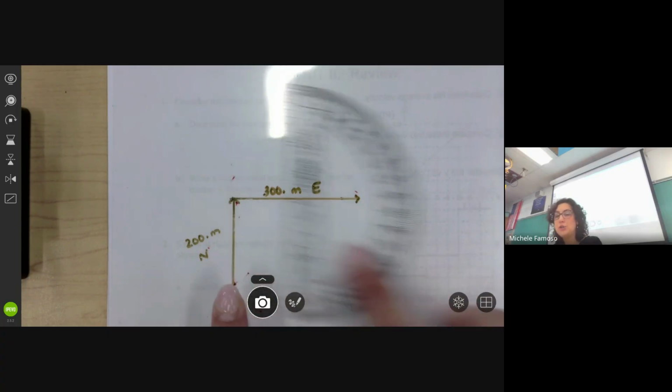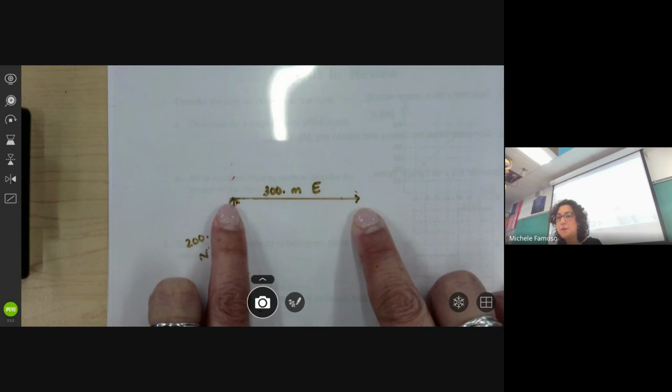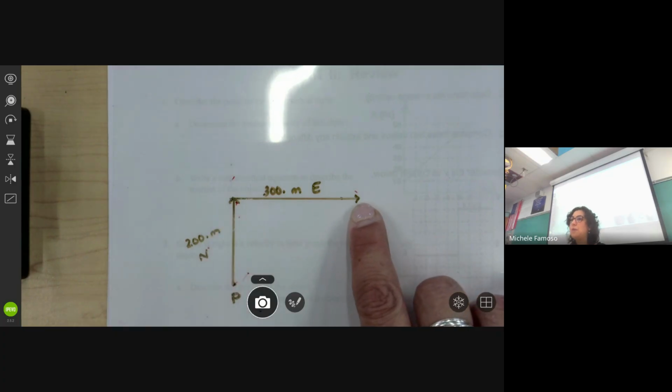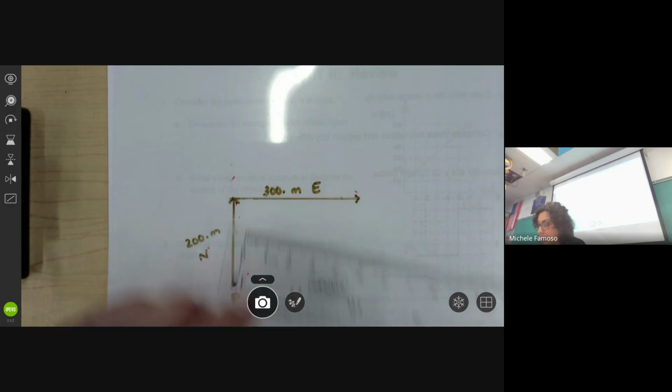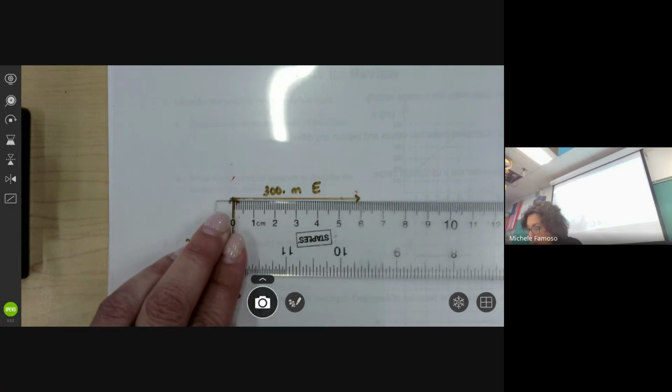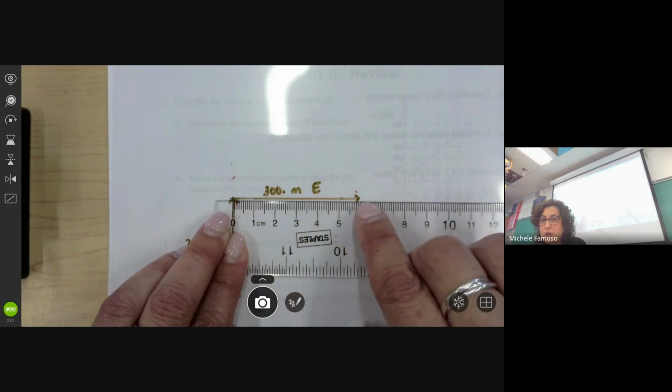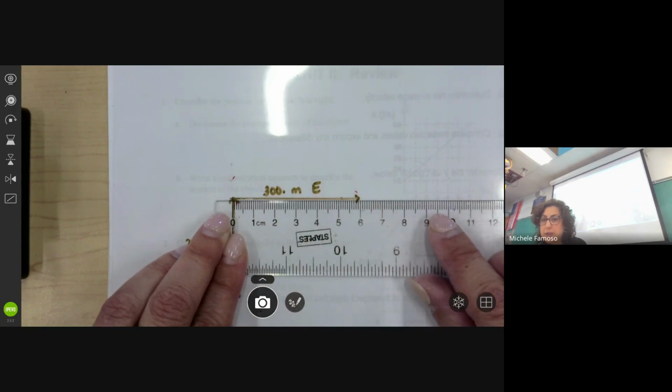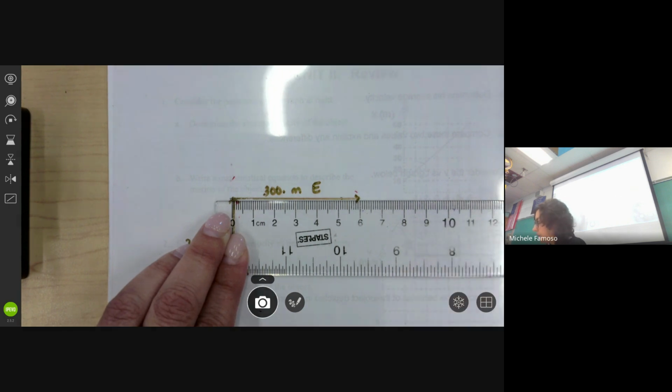The next thing we want to do is check your 300-meter east vector is pointing to the right. So you have an arrowhead that points to the right. And when you measure its length from the tip of this vector all the way up to the tip of that one, you get 6.0 centimeters. Make sure that length is correct.